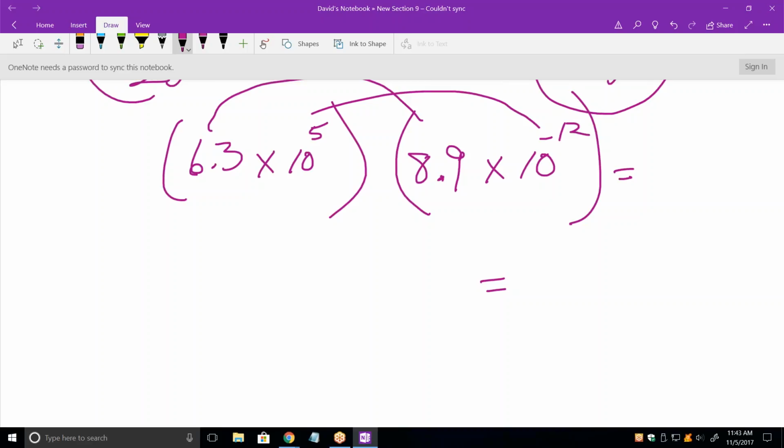6.3 times. In other words, this isn't a problem I would expect you to do manually. This is a calculator problem. What is it? 56.07. Okay. And times 10 to the what?